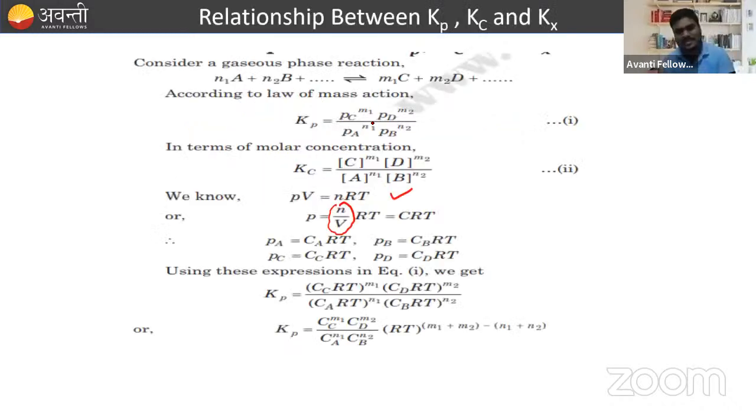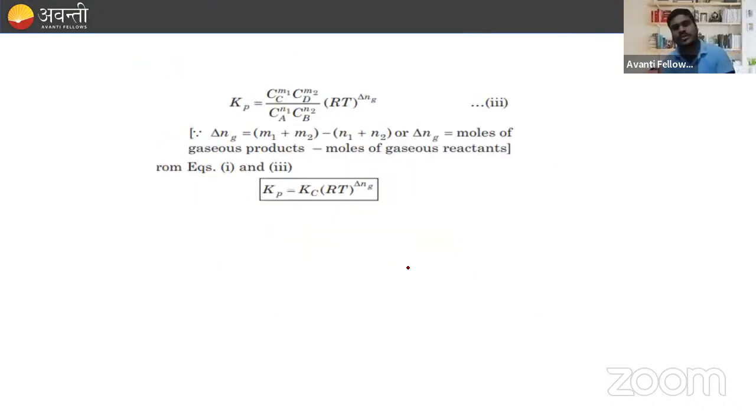What is this delta Ng? This delta Ng is basically the difference of the powers, like m1, m2, n1, n2. So this is a very, very important relationship we derived. If anyone asks what is the relationship between Kp and Kc, or when Kp and Kc become equal, just remember Kp is equal to Kc(RT) raised to the power delta Ng. Now, how will you calculate delta Ng?